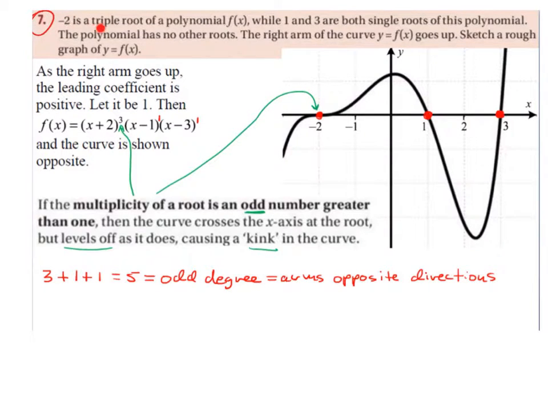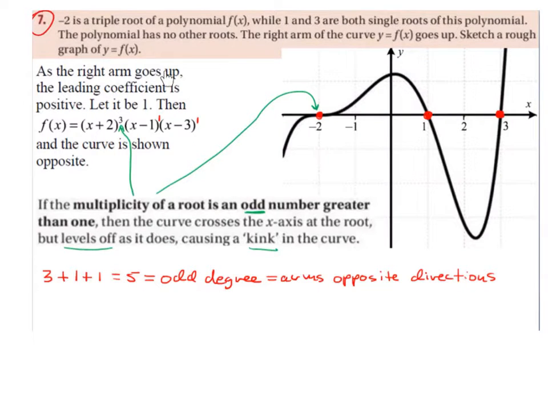Minus 2 is a triple root of the polynomial f of x, while 1 and 3 are both single roots of this polynomial. The polynomial has no other roots. The right arm of the curve y equals f of x goes up. Sketch a rough graph of y equals f of x.